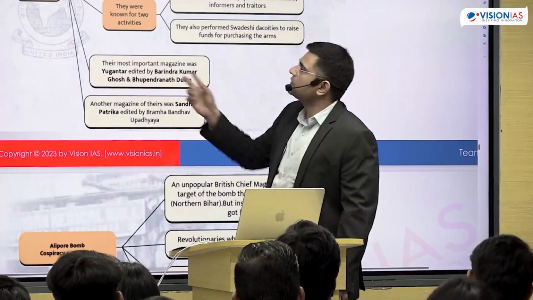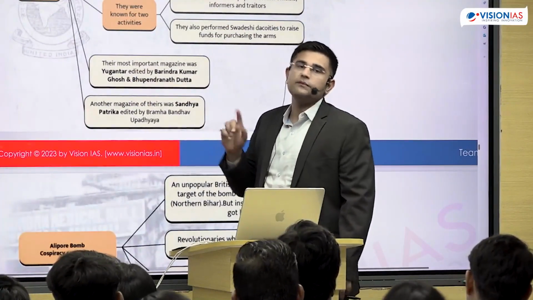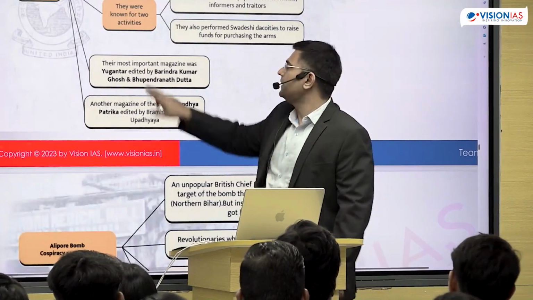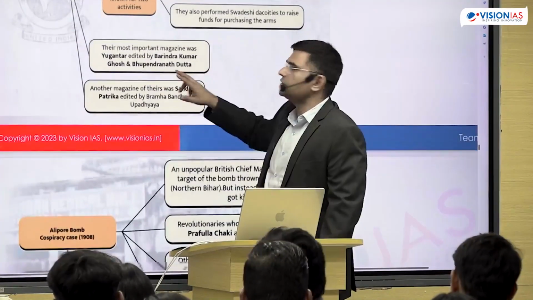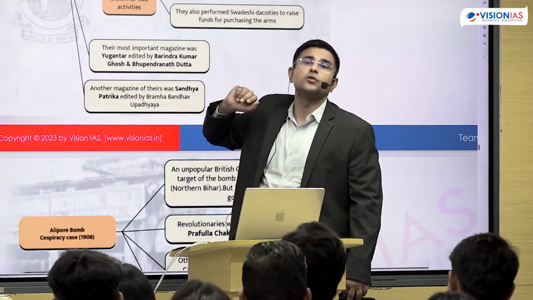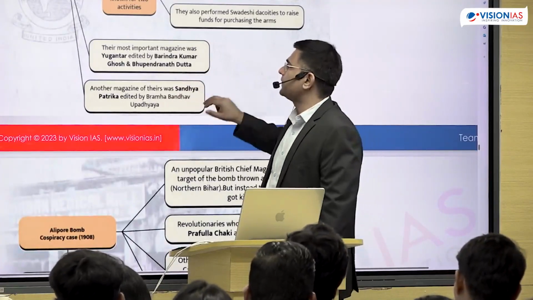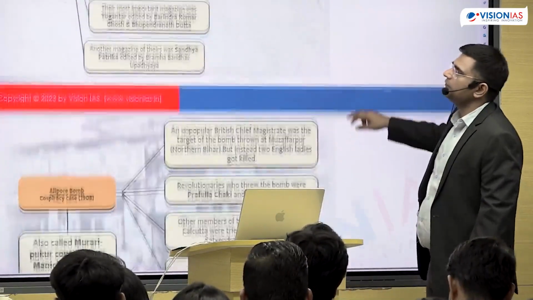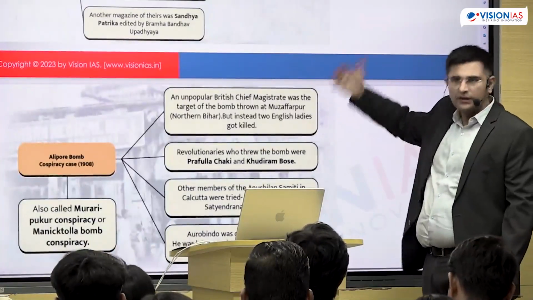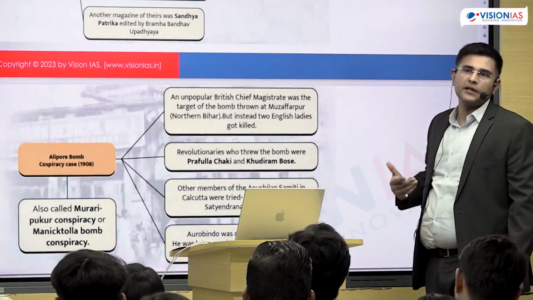Yugantar was a party, and Yugantar was also a magazine. Their most important magazine was Yugantar, edited by B.K. Ghosh, the brother of Aurobindo Ghosh, and Bhupendranath Datta. Another magazine of theirs was Sandhya Patrika, edited by Brahmabandhav Upadhyay. Just read through it, because in prelims recognition will be required.